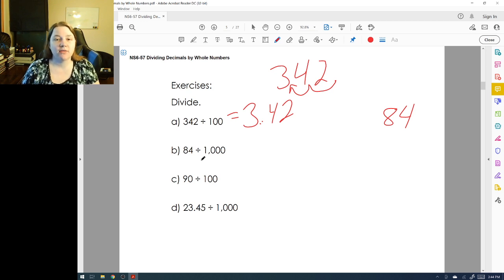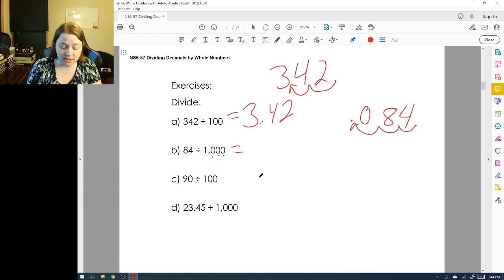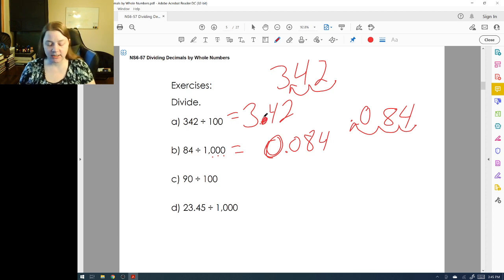For the number 84, this is being divided by 1,000. To divide by 1,000, you're going to end up moving the decimal 1, 2, 3 times. So we're going to shift this 1, 2, 3. Now, there's nothing here, which means as our placeholder, we're going to put the number 0. So this answer would be 0.084. Do you need this 0 at the front? Not exactly, but it's there to help kind of point it out and make it more clear.